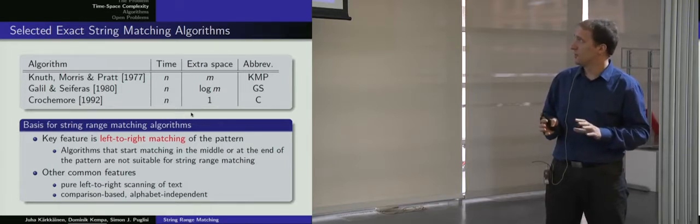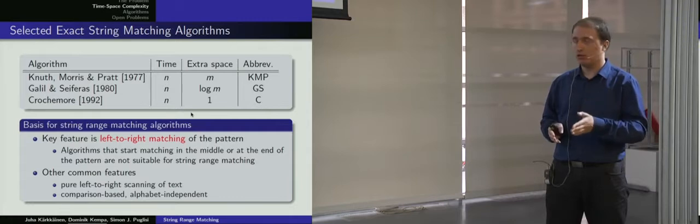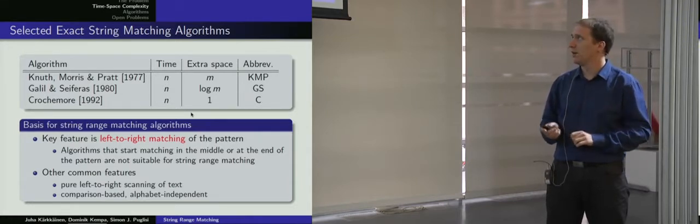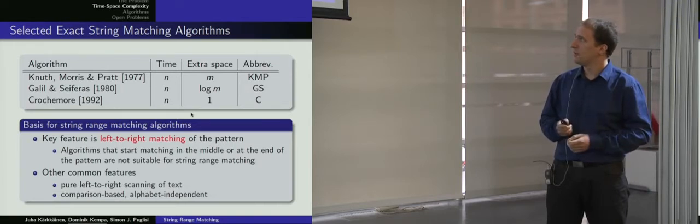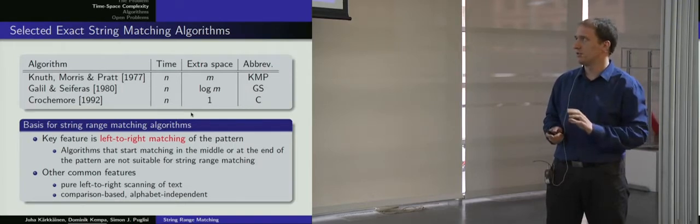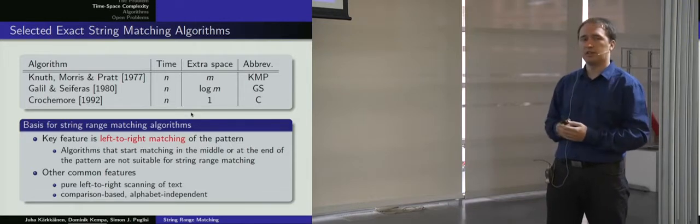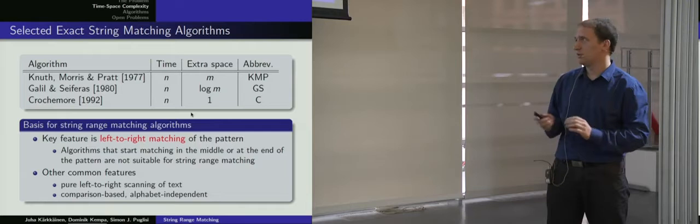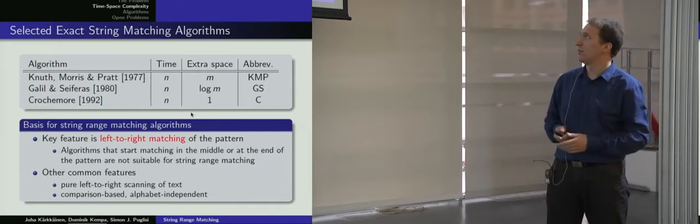Any algorithm that starts matching of the pattern from the middle or from the end is not suitable for string range matching, and you will see why in a minute. They also share some other common features, such as that they scan the text left to right. So those are streaming algorithms. They are comparison-based and also alphabet independent.